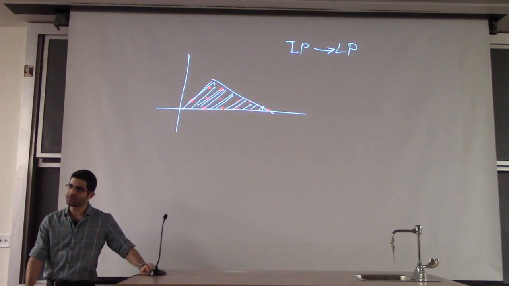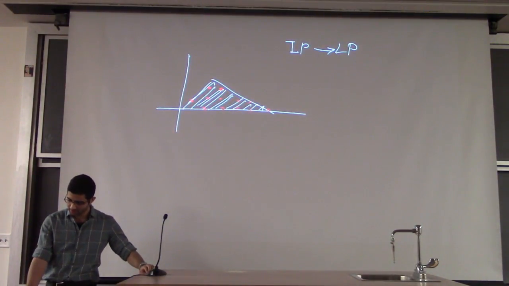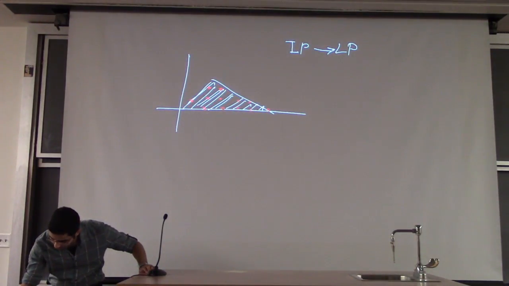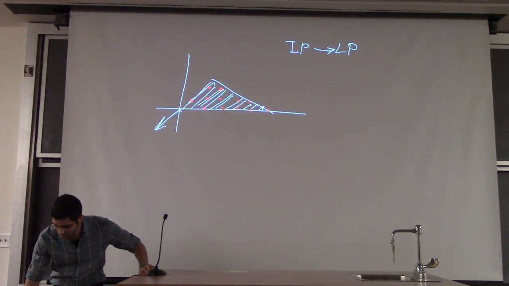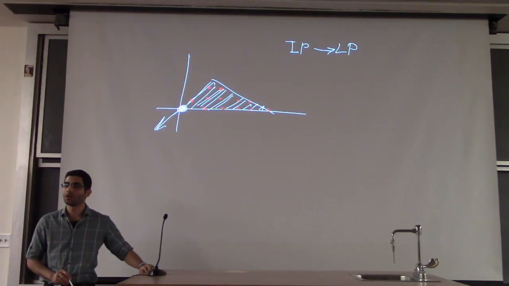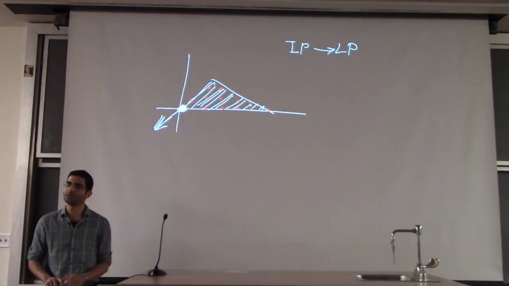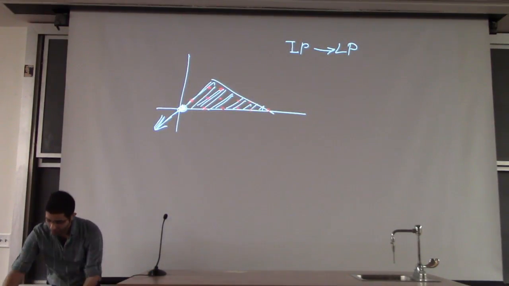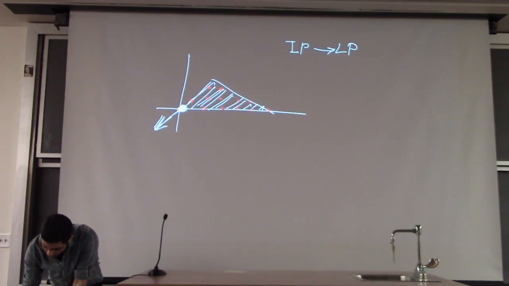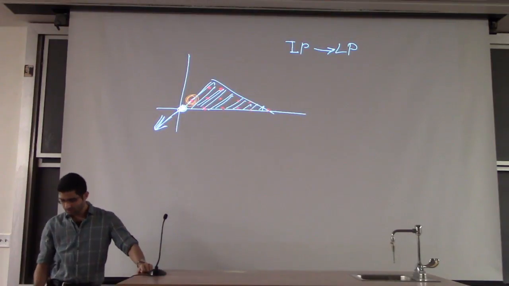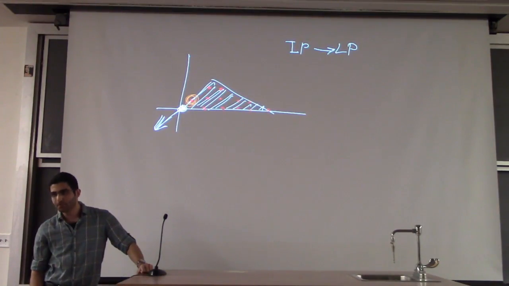So it's not actually the same. Our LP solution is in this region, which, let's say we want to maximize in that direction, gives us this point. So the LP solution is this point, the extreme point in this direction. What about the IP solution? The IP solution would be that point, right?